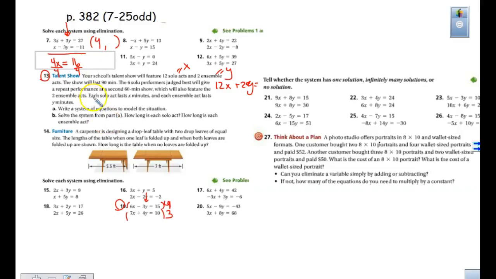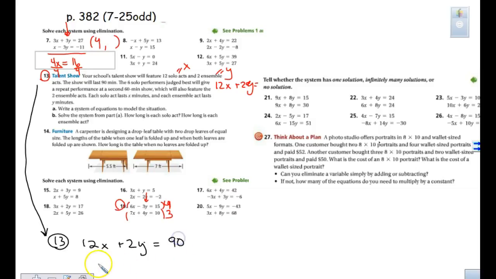13. The hint was, the talent show has 12 solo acts. And we're going to think of our solo acts as being X, and we're going to think of our ensembles as being Y. So if we are doing number 13, and I'm going to do number 13 down here where I have a little more room, I am starting off and I'm thinking, okay, I had 12 solo acts and 2 ensembles, and my show lasted, how long?